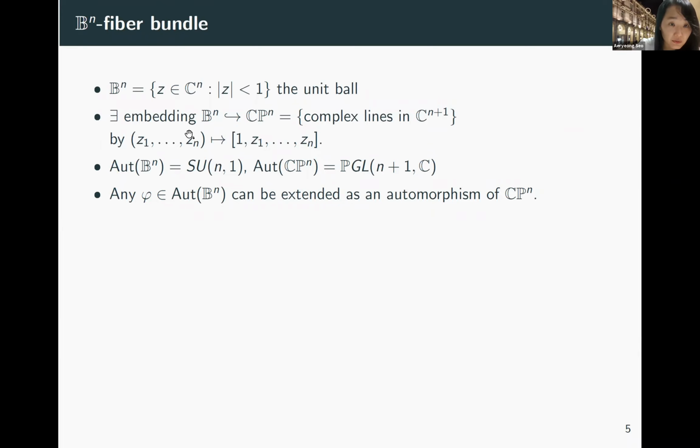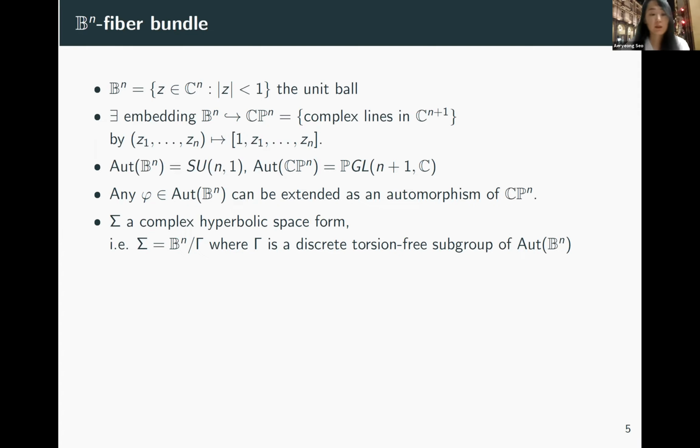And actually, if we embed the ball into CPn, then the image is nothing but the complex lines which are negative definite with respect to a non-degenerate bilinear form with the signature (n,1). So the automorphism group of the ball is the linear maps preserving that non-degenerate form. So it is SU(n,1), and any automorphism can be extended as an automorphism of the projective space.